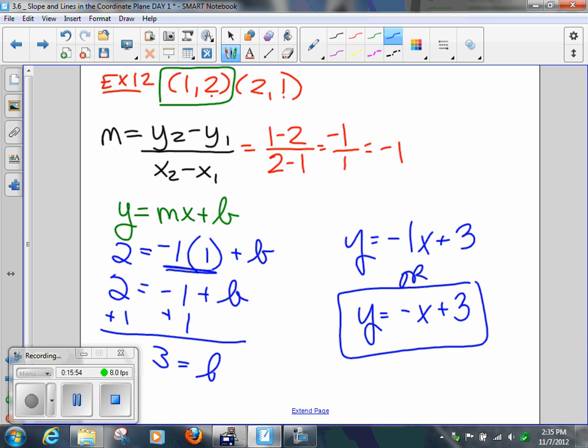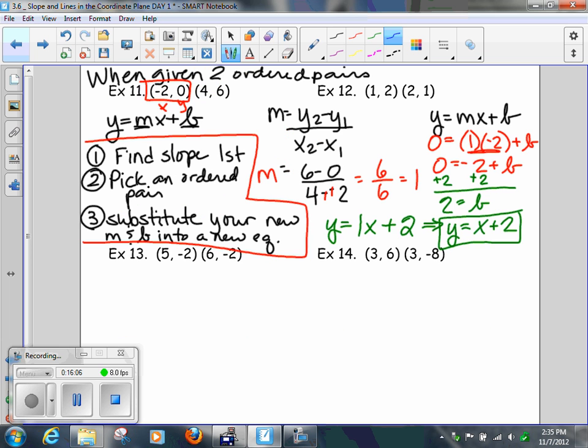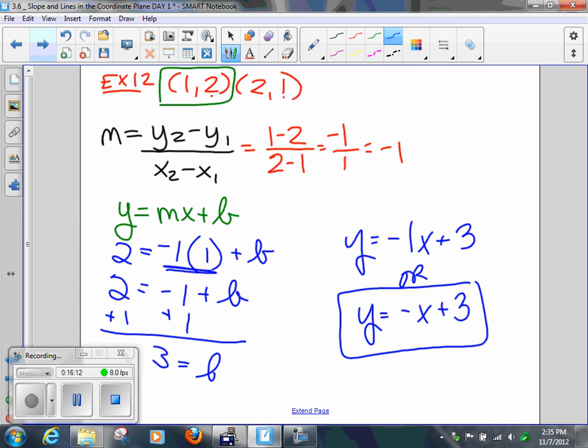Very, very good. Folks, you got to figure this stuff out. This is a review from Algebra 1. You should already have it figured out. This ought to be gravy. Go back to example 13. So if you do 2 and 1 instead of 1 and 2, you get the same answer. Yes, ma'am. Absolutely, you get the same answer. Good question.